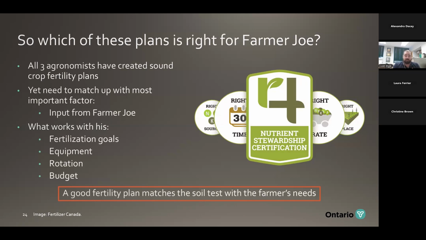So, to really hone in on this, it doesn't matter what approach we're using. It's got to match what that farmer needs for the individual field, what that equipment is, what the rotation is, and how to best utilize that. And so with that, I'll pass it on to Chris Brown here, and she can take us into a bit deeper look at what we're talking about. Thanks, Colin.